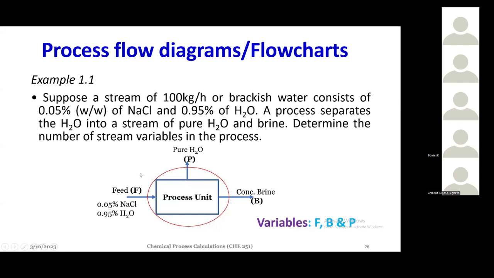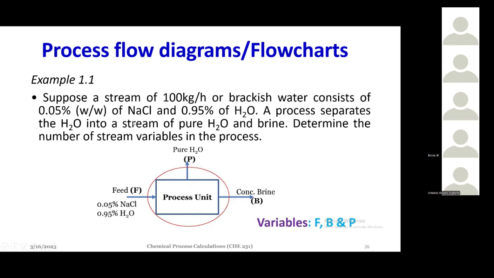So first of all, we have our process unit here. The question is, suppose a stream of 100 kg consists of this. So these are the compositions, which are 0.05% sodium chloride, 0.95% water. A process separates the water into a stream. So it enters the process unit and then it separates them. The moment you hear something is separating two components, just know that we are going to get two outlets, or two out-streams, coming out.